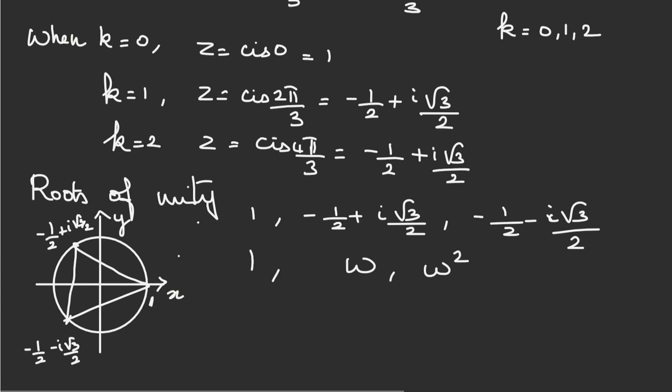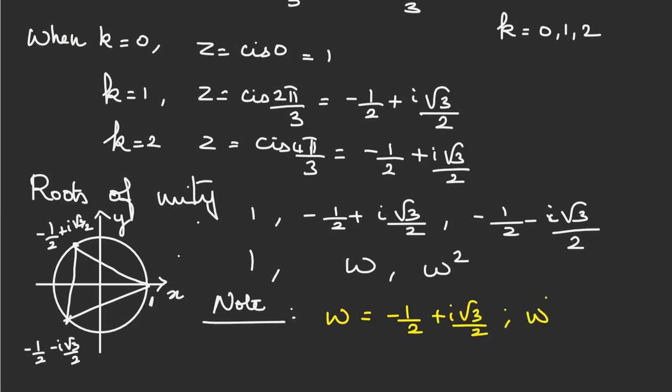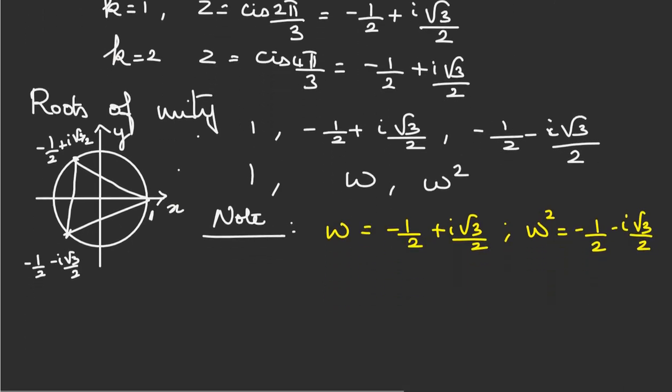Now we can note that if omega is equal to minus 1 by 2 plus i root 3 by 2, then omega square is equal to minus 1 by 2 minus i root 3 by 2. Taking the sum of the roots, 1 plus omega plus omega square, is equal to 1 plus minus 1 by 2 plus i root 3 by 2 minus 1 by 2 minus i root 3 by 2, which is equal to 0. Sum of the roots of unity is equal to 0. And we see that omega cube is equal to 1.